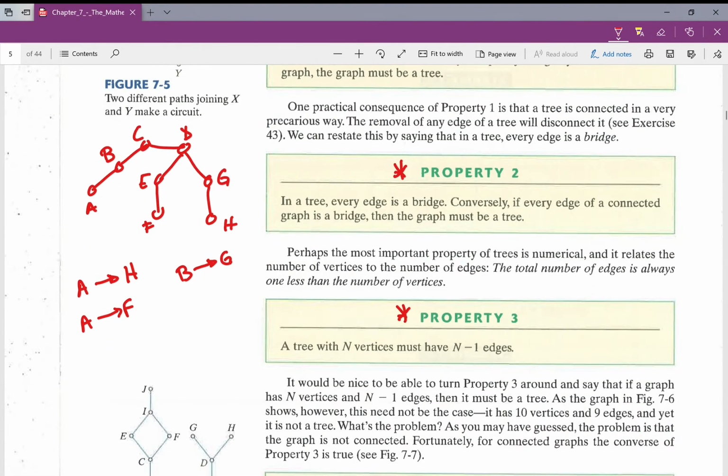Property 2, in a tree, every edge is a bridge. So, just to recall, a bridge is an edge that if I remove, the graph becomes disconnected. So we see I just removed edge BC, and now I have 2 parts of the graph. It's disconnected. If I remove edge DG, once again, the graph becomes disconnected.